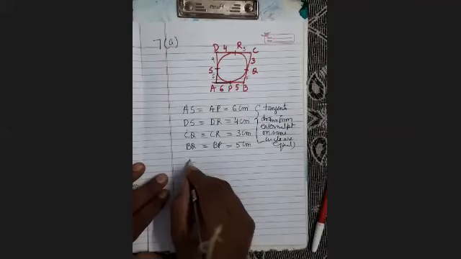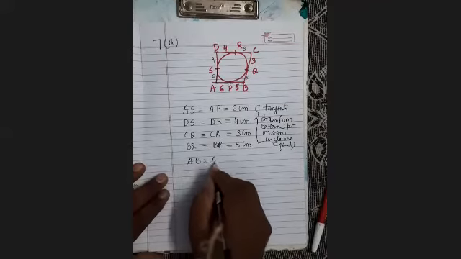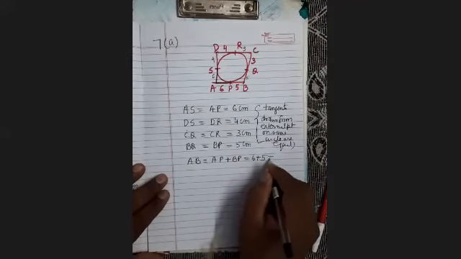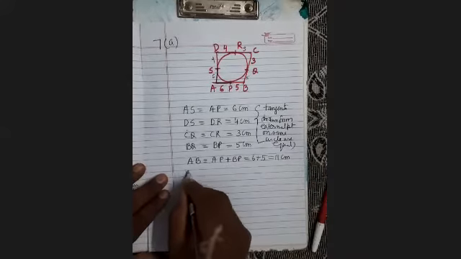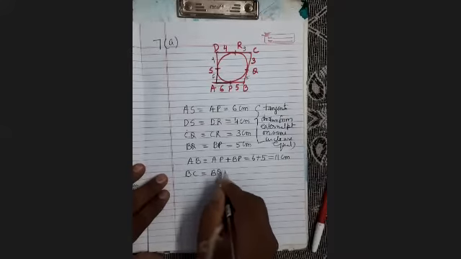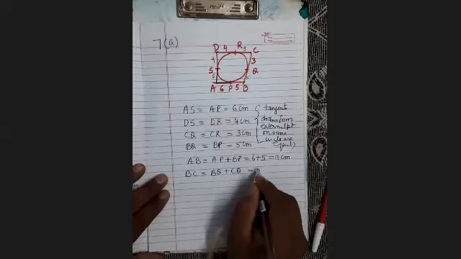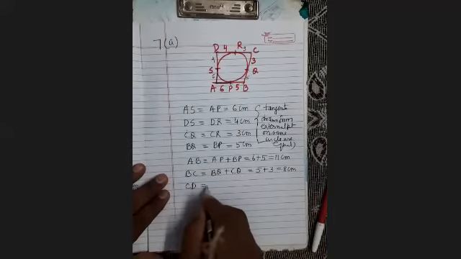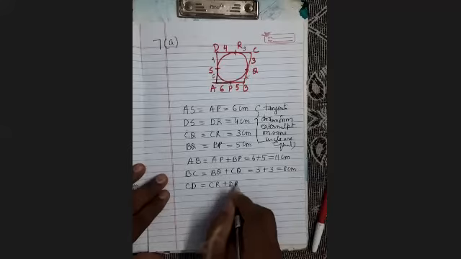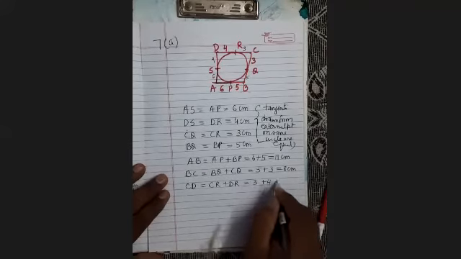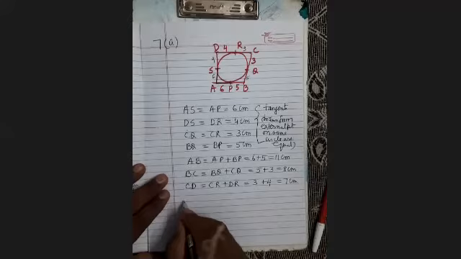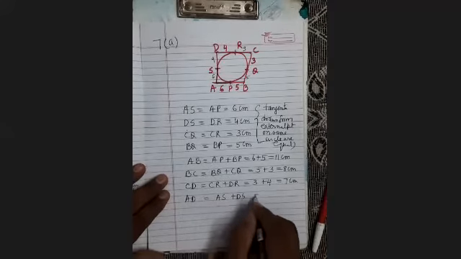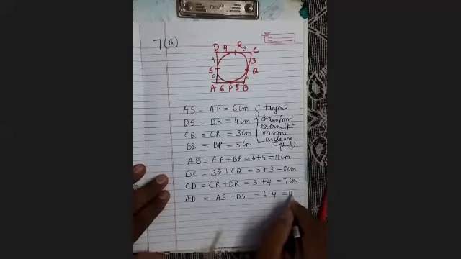Now you determine all the sides. So AB will be equal to what? AP plus BP. कितना हो जाएगा? 6 plus 5, 11 centimeter. Then BC, BQ plus CQ. That is equals to 5 plus 3, 8 centimeter. CD, CR plus DR. That is 3 plus 4, 7 centimeter. And AD, it is AS plus DS equals to 6 plus 4, 10 centimeter.